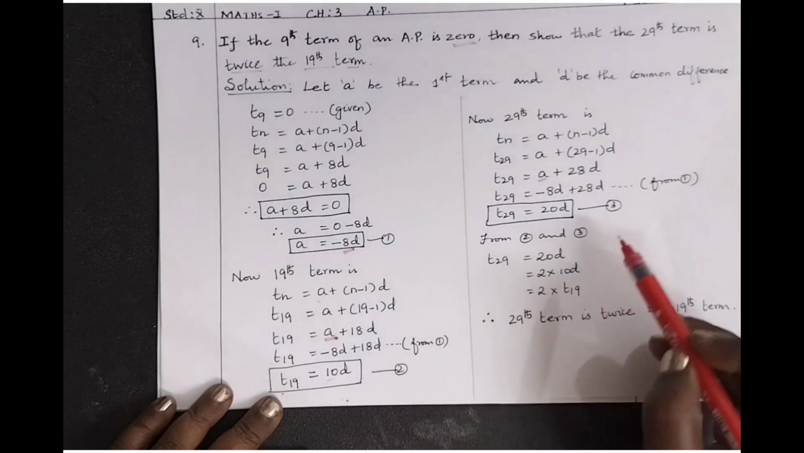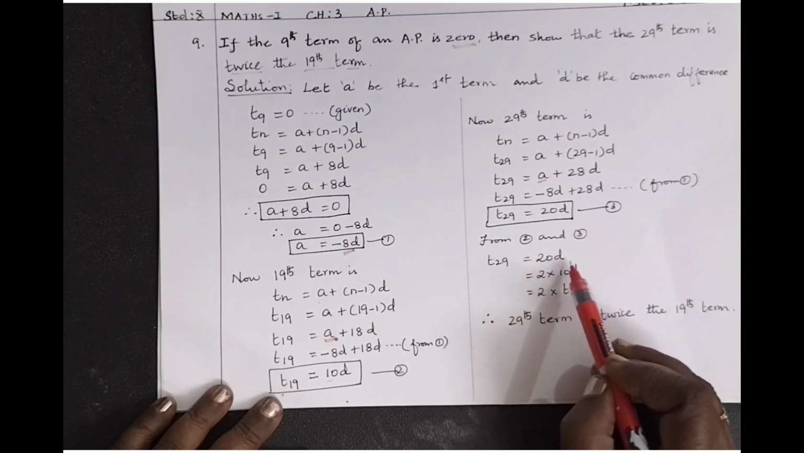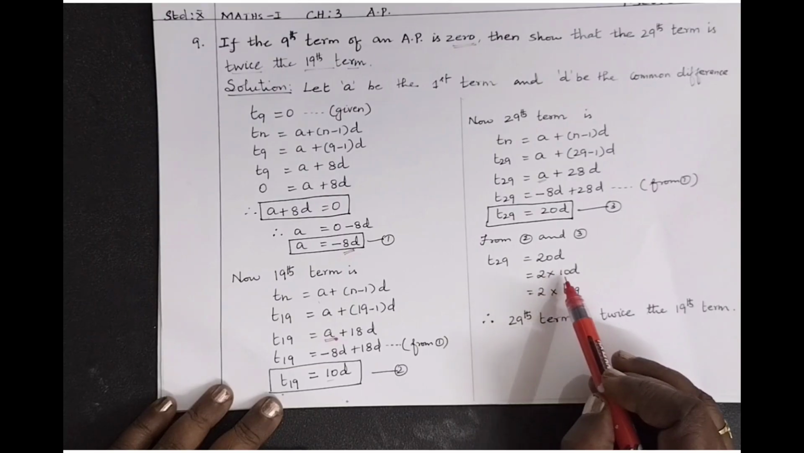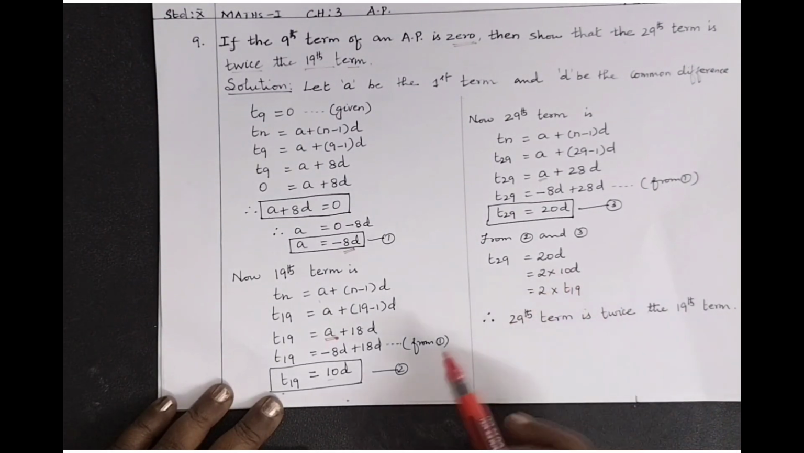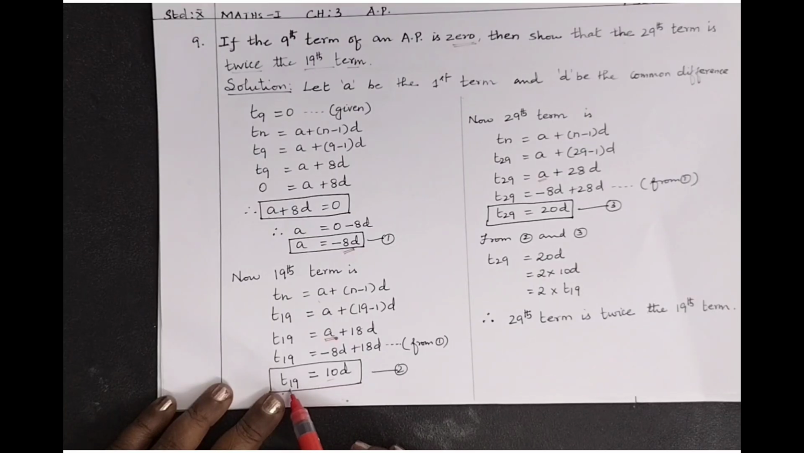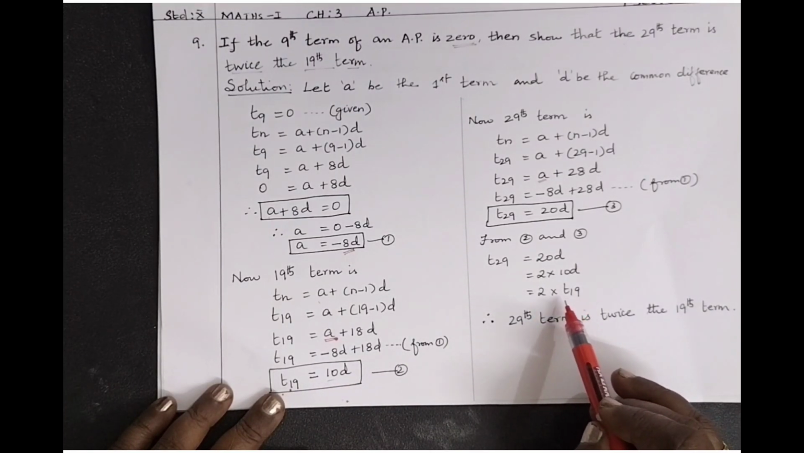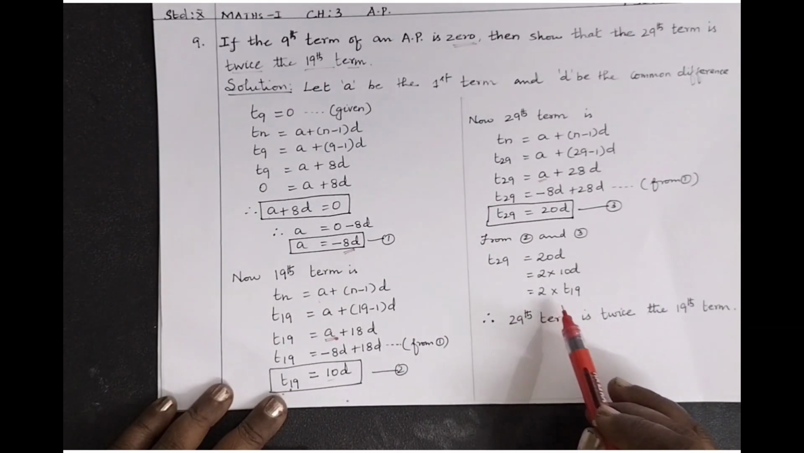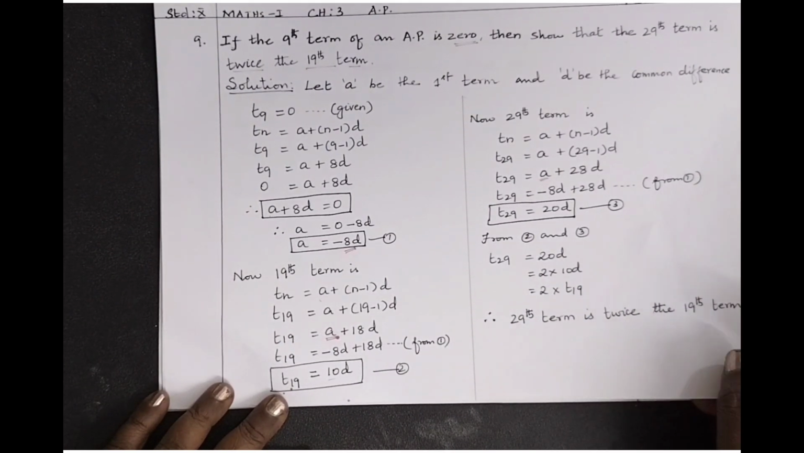Now from 2 and 3, T29 is equal to 20d. So let us split this and write 2 multiplied by 10d. Instead of 10d, we can write from equation 2, T19. So 2 multiplied by T19. Therefore 29th term is twice the 19th term. Hence we proved. So that's all.